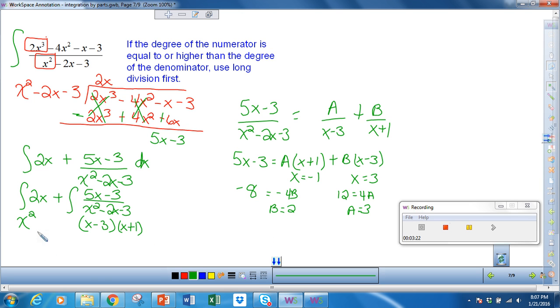So our entire answer, please don't forget the answer we had over here, is going to be x squared plus, so a is 3, plus 3 natural log of x minus 3 plus 2 natural log of x plus 1 plus c, and that's our answer. So the key to this is just doing the long division first.